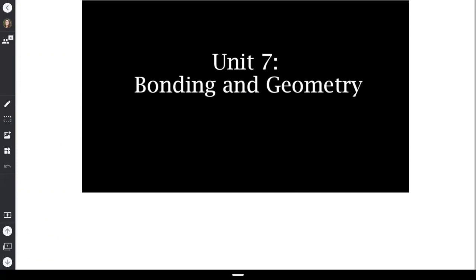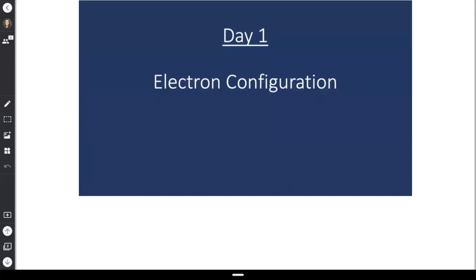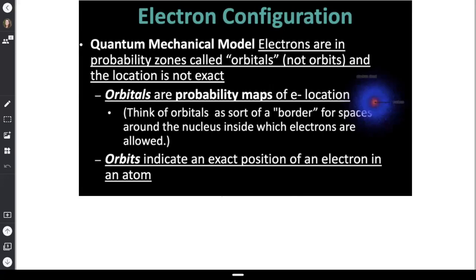So in order to look at this, we first need to look at the electron configuration, right? The electron configuration tells us exactly where our electrons are placed around the atom. When we talk about this, we look at it in terms of the quantum mechanical model. And what the quantum mechanical model tells us is that electrons are in probability zones. We call these orbitals, not orbits. Those are something different, all right?